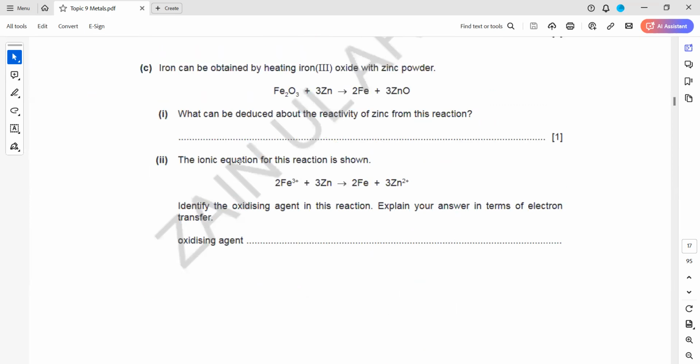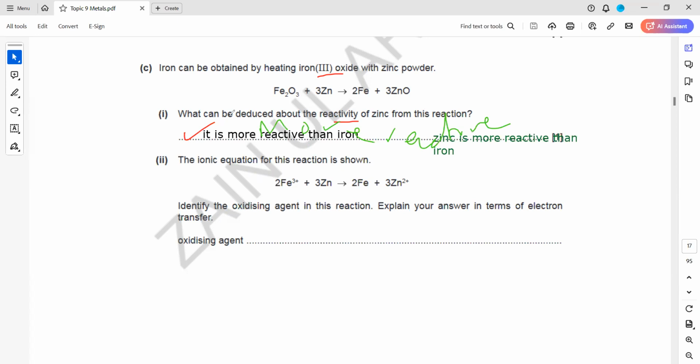The next: iron can be obtained by heating iron(III) oxide and zinc powder. What can we deduce about the reactivity of zinc from this reaction? What can you say about zinc? Is it more reactive than iron or less reactive? So it is more reactive than iron because it has displaced the iron from its compound.